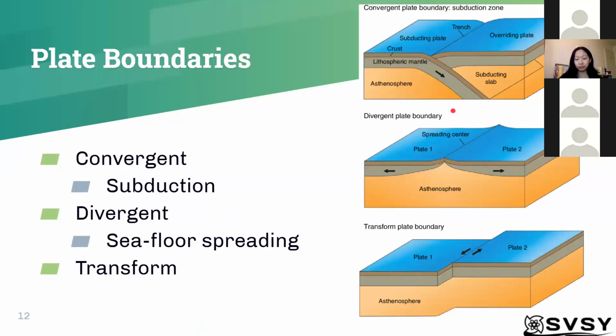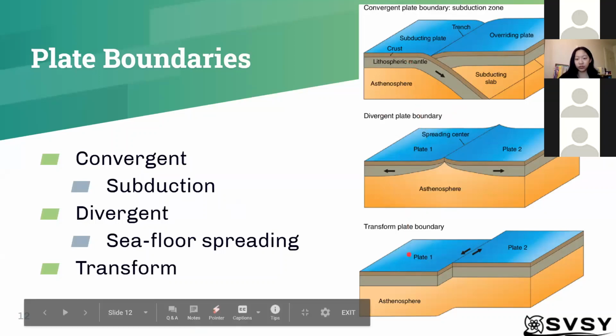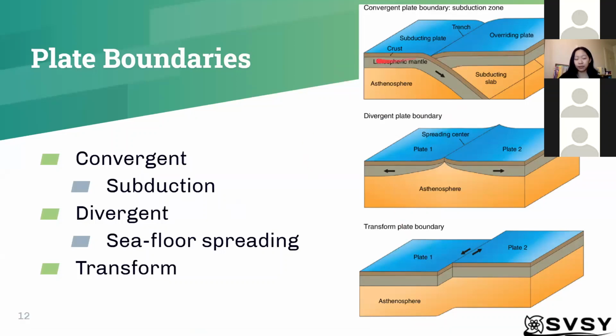There are three main plate boundaries: convergent, divergent, and transform. Convergent plate boundaries are when two plates go towards each other, and this usually results in a subduction zone. Subduction is when one plate is forced underneath the other plate, and this can end up resulting in a trench in between because there's a little dent here. And what happens to the plate that's gone under? It usually melts and becomes part of the mantle.